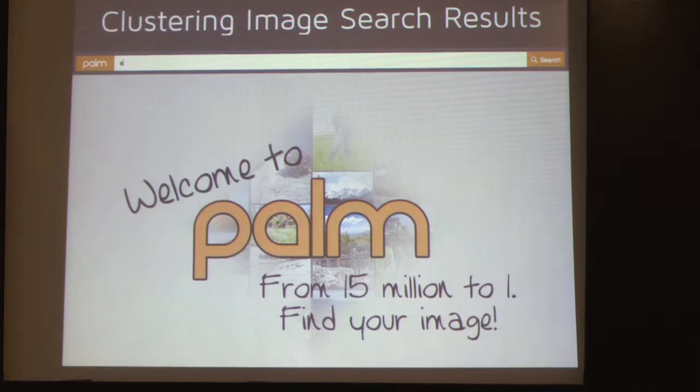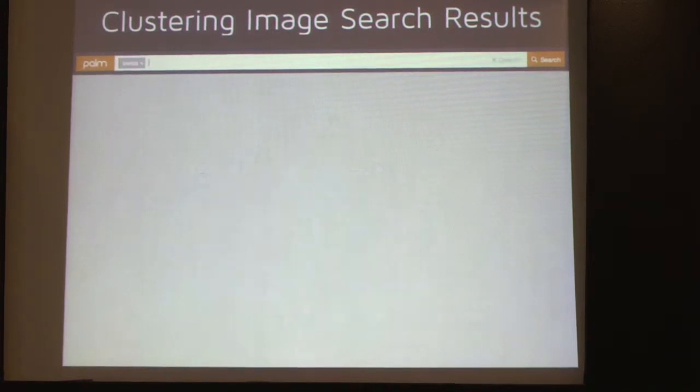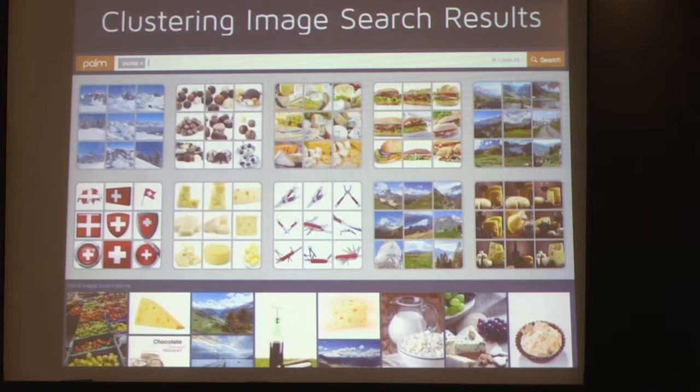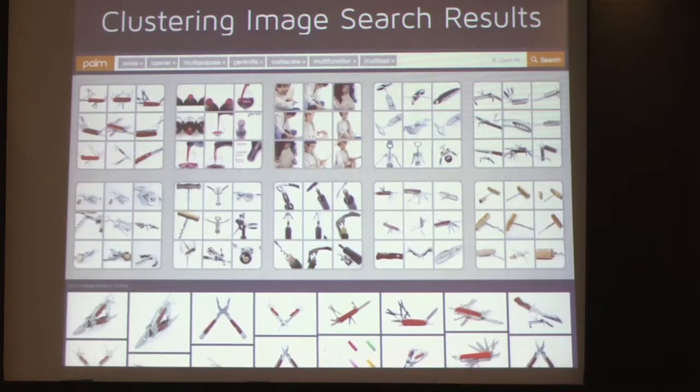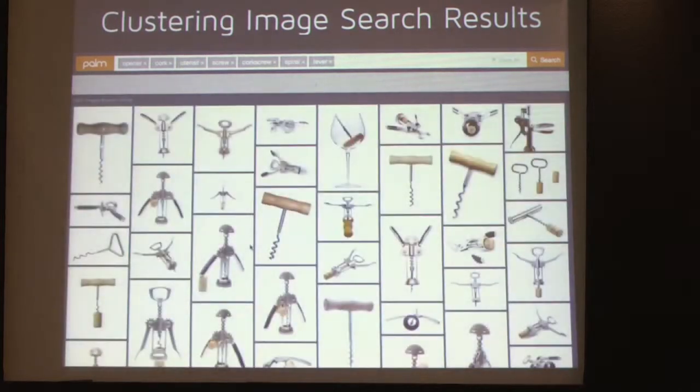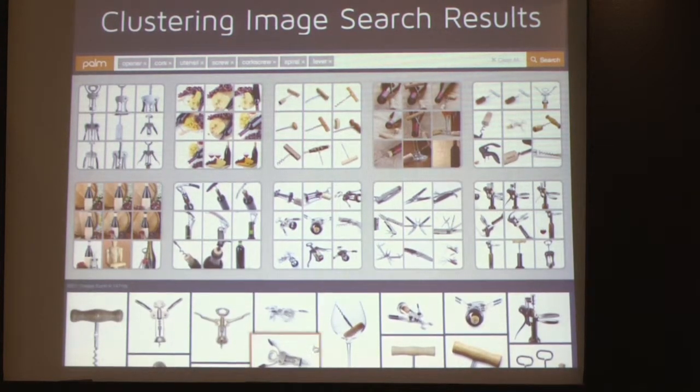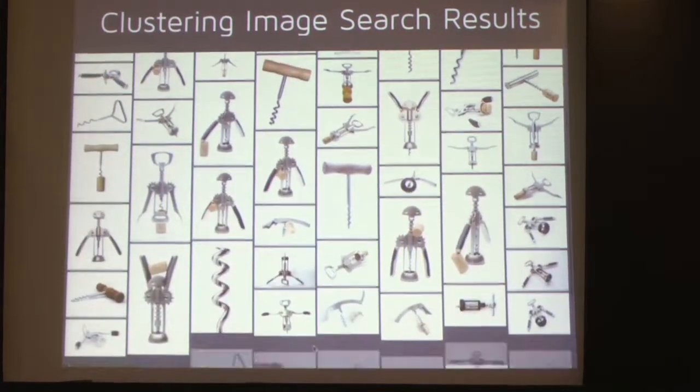So what I do, I type in Swiss like before, and what's happening now is the system gets images and generates different clusters like Swiss mountain, chocolates, cheese, and these army knives again. And now I could say, okay, this is nice, but I rather want a corkscrew. And I get that, and from that idea I could say, well, that's nice, and you could start searching here.